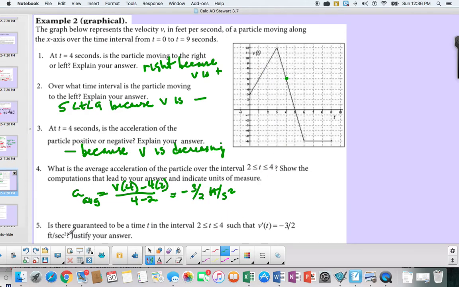Now, this is between 2 and 4. Is there a guarantee that there is a time in which the instantaneous rate of change is equal to the average rate of change? So this is the instantaneous rate of change, this is the average rate of change. Is there a time here? So the question is, is the mean value theorem appropriate here? And the answer is no. Why? Well, it is continuous, but it's not differentiable, and it's not differentiable because of that corner right there.